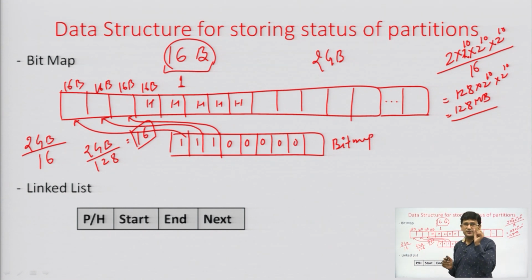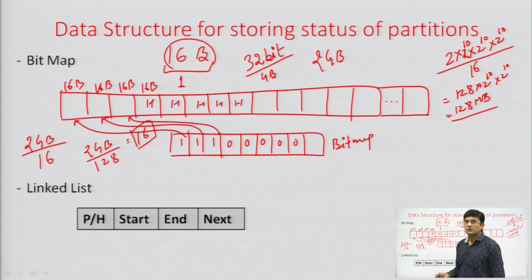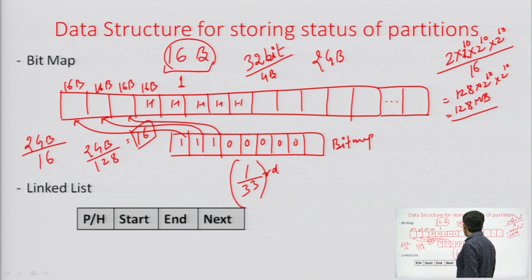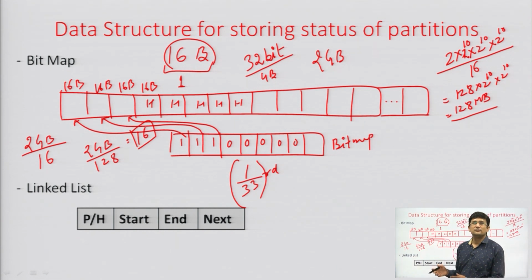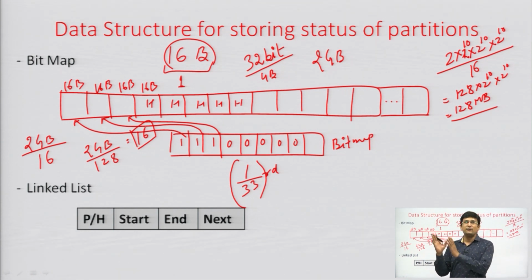To understand it with a smaller value, let us say we are storing the status of every 32 bits or 4 bytes in the bitmap. So, in that case 1 by 33rd part of the memory will be used to store only the status of the partitions, okay, or the status of the memory: where the process is there and where the hole is there.